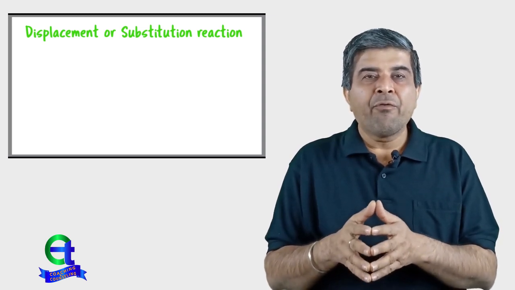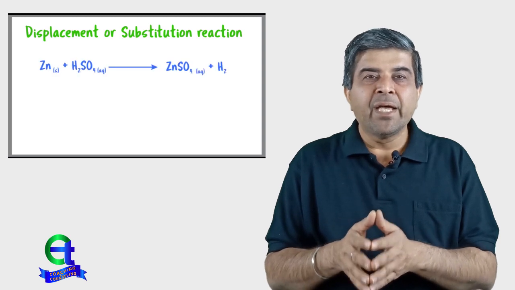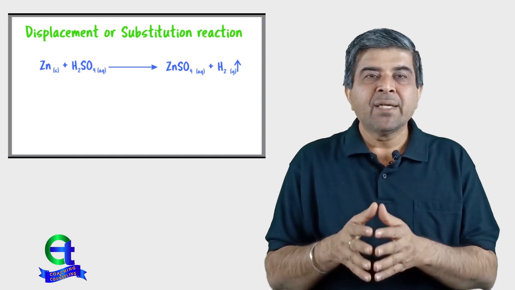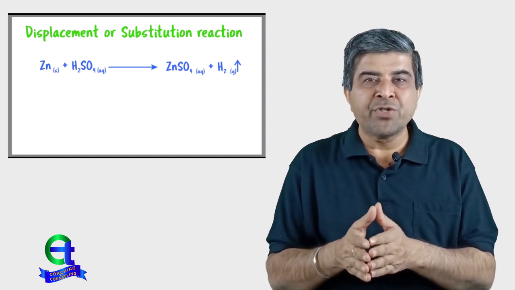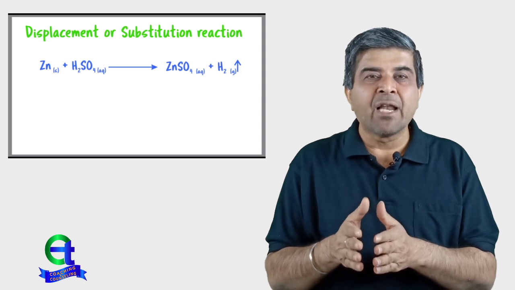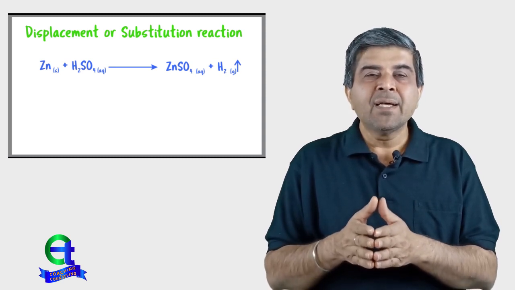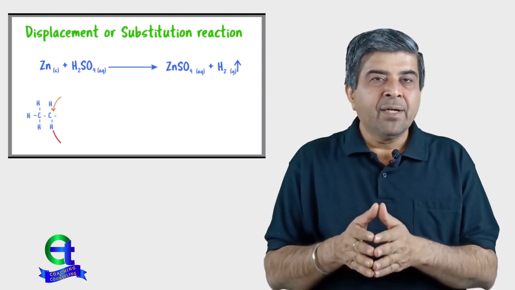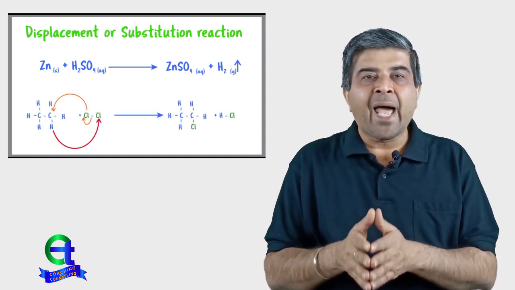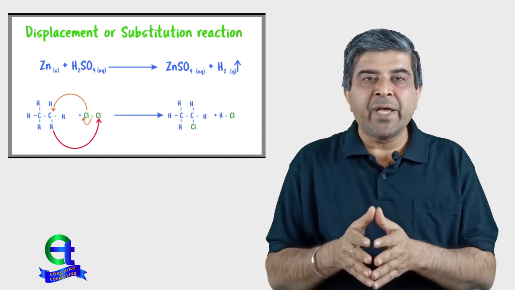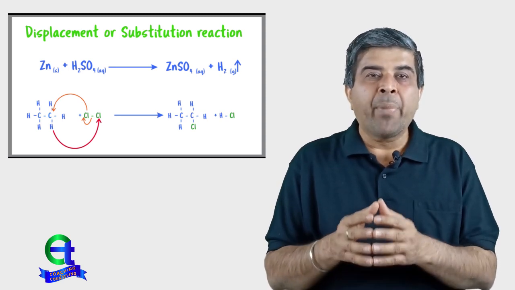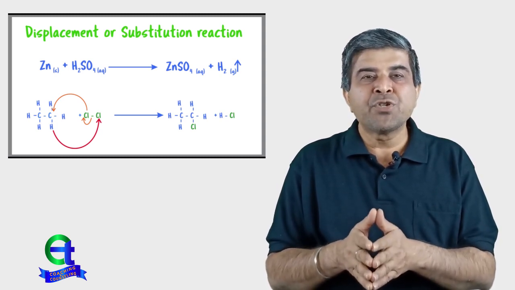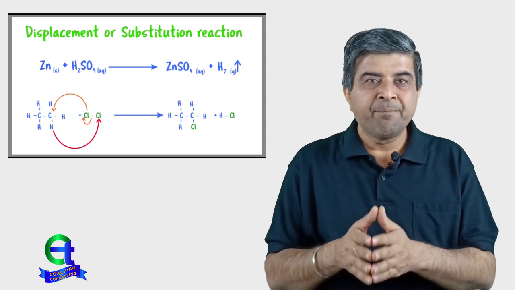An example of displacement reaction is when zinc is reacted with sulfuric acid. Zinc displaces hydrogen to produce zinc sulfate. Similarly, in substitution of chlorine on ethane, the total number of elements attached to the carbon atom on ethane remains the same, but in the reaction one hydrogen is substituted with chlorine.